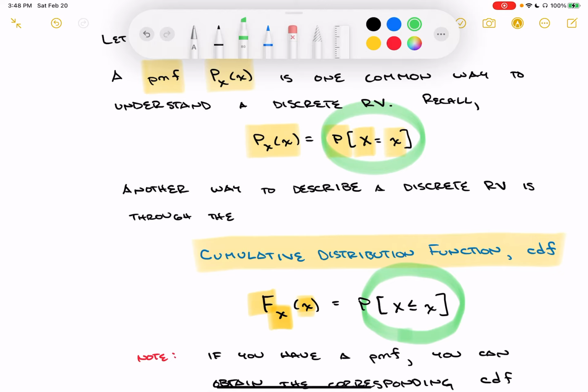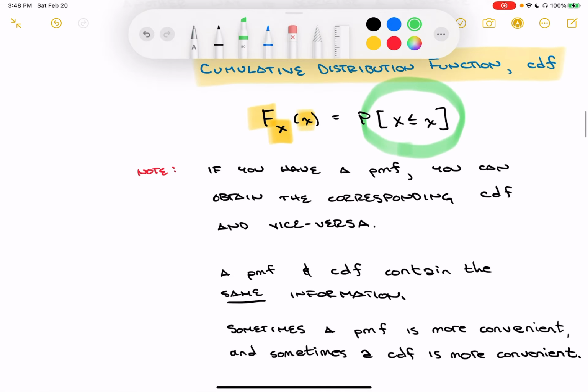So if you think a little bit about this, you'll recognize that both the probability mass function and the CDF have equivalent information. They're just presented a different way. So that is shown up here in the note. It says if you have a probability mass function, you can obtain the corresponding CDF and vice versa. They have equivalent information. They're just two sides of the same coin. They have the same basic information in it.